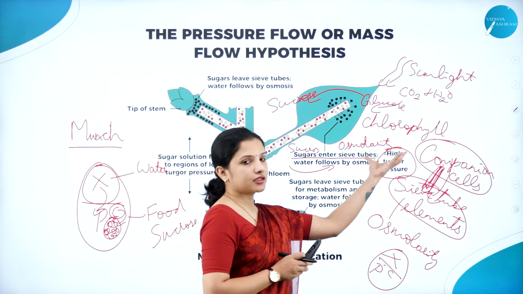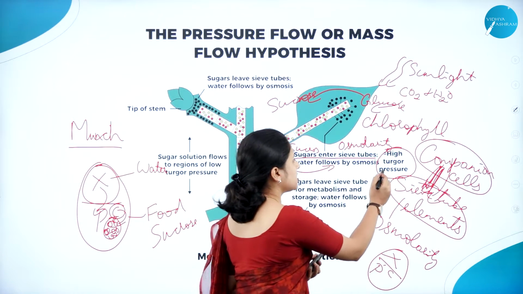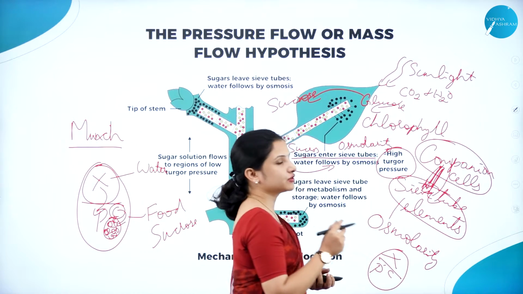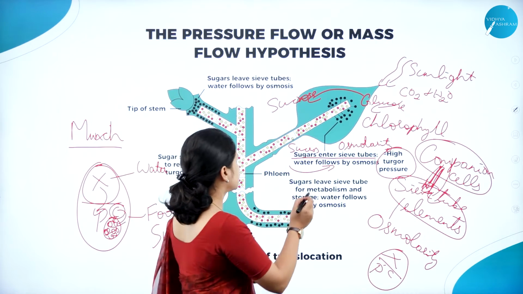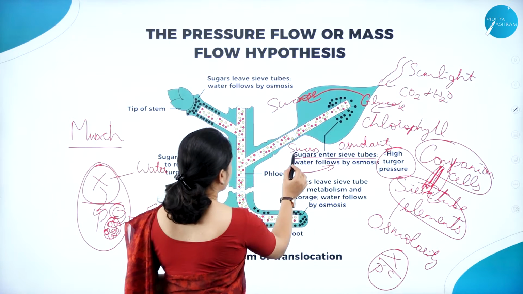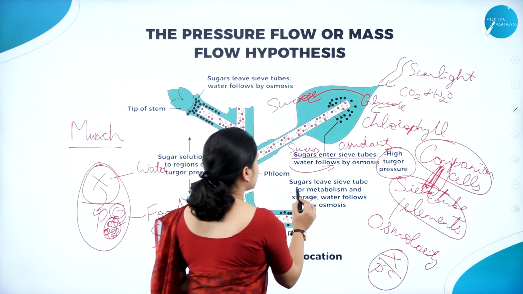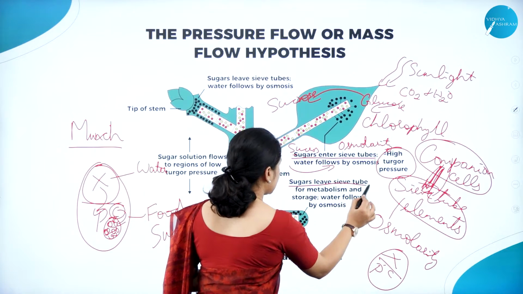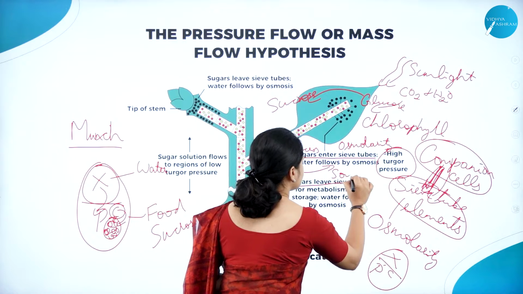So this creates a turgor pressure and it allows the movement of water from the source to the sink. So that is how sucrose moves along with water from the source to the sink. You can see here, from the source they will start moving to the sink. That is, sugar will start to leave the sieve tube cells. Why is it leaving the sieve tube cell? The sieve tube cell is the source here.